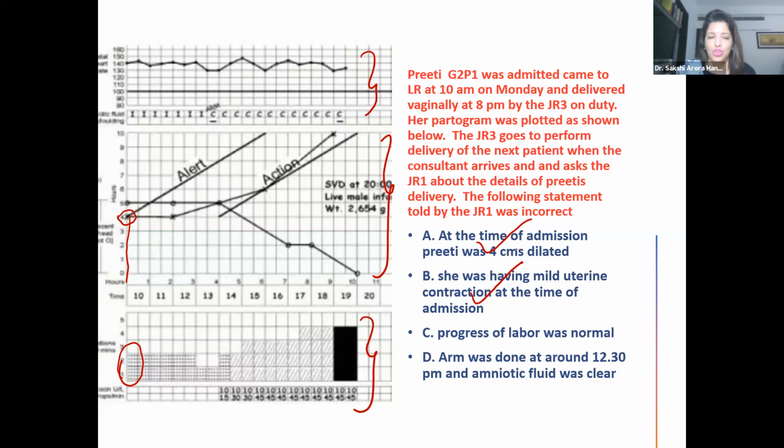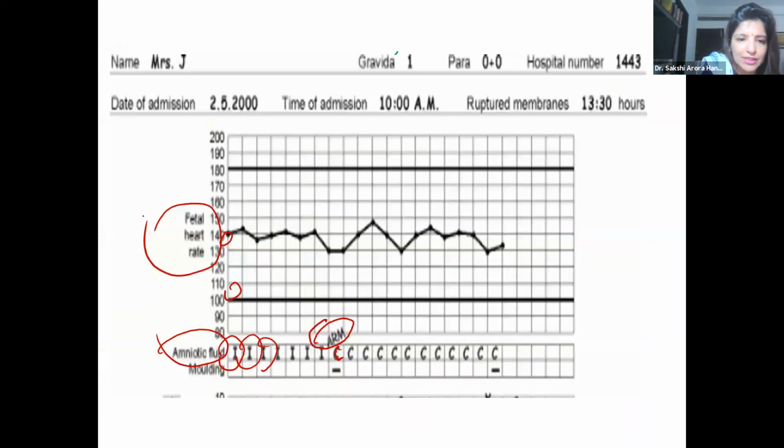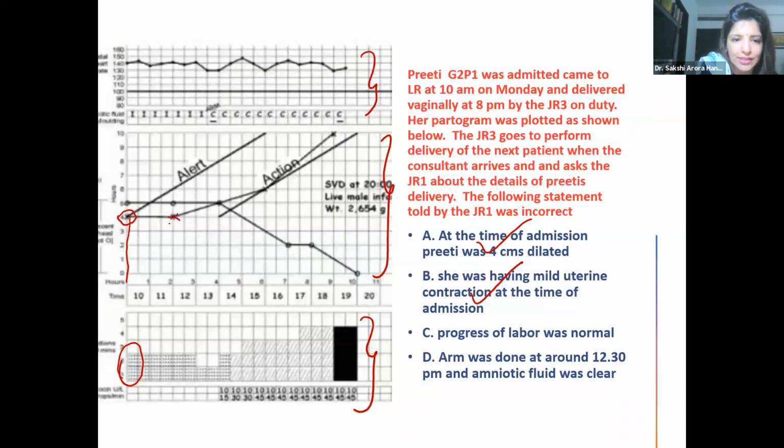Progress of the patient was normal. So let us see the line joining the X's. This is one X, this is another X, this is another X. So the line which is joining the X's, is it showing you normal progress? No. This line is lying in between alert and action line, and finally it has touched the action line also, right? So the progress was not normal.